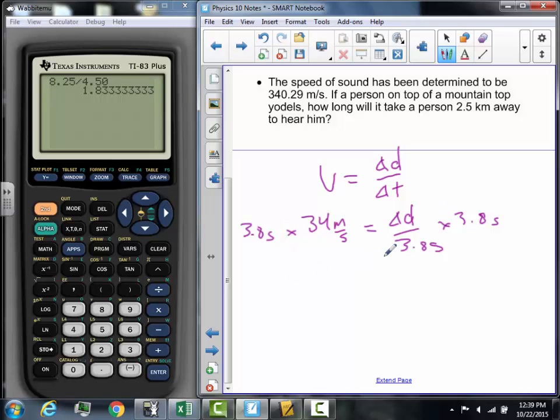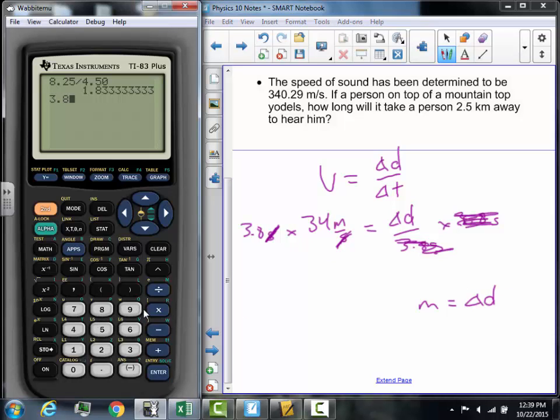Okay. So this side over here cancels a little bit. This seconds right here actually cancels with that seconds right there. What is the unit left over? Meters. Because it's the unit that didn't cancel. And we just got to take 3.8 and times it by 34. So 3.8 times 34.